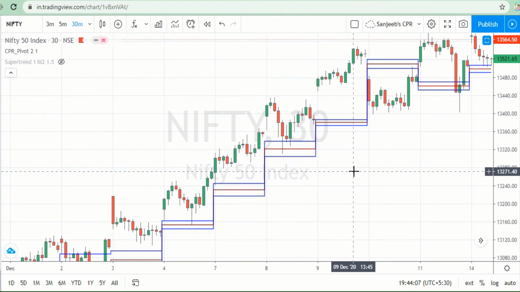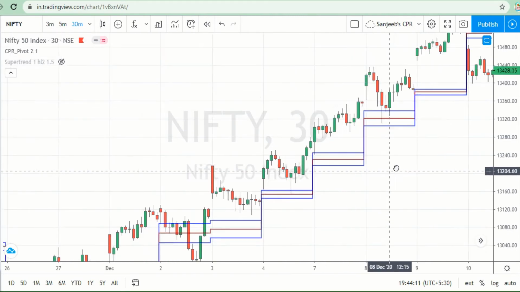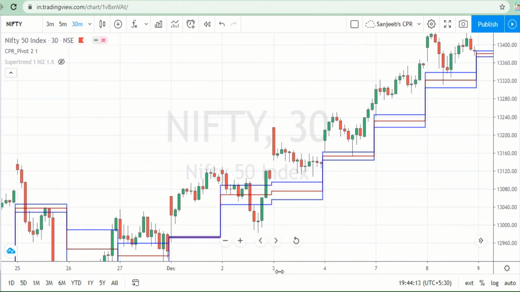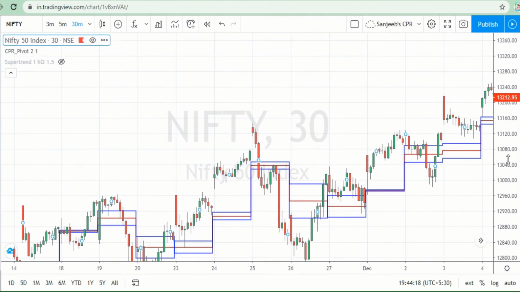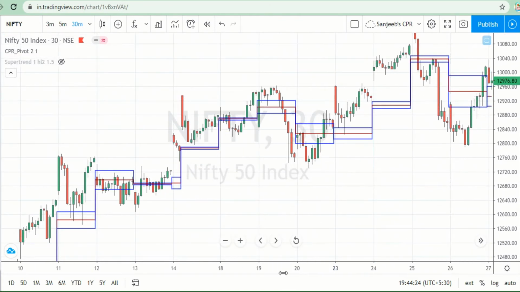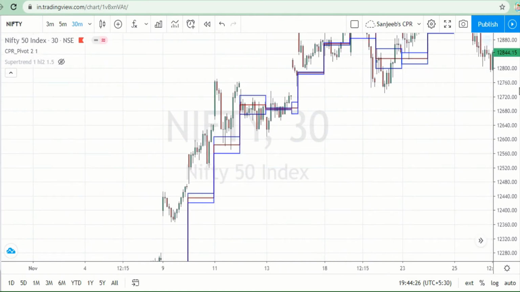Okay, let's go for the downtrend analysis. It is uptrend analysis, downtrend analysis. We have to do how to identify the downtrend. Also, how to identify the change in the trend. Okay, when the trend is changed, how to identify? We have to see in this chart.